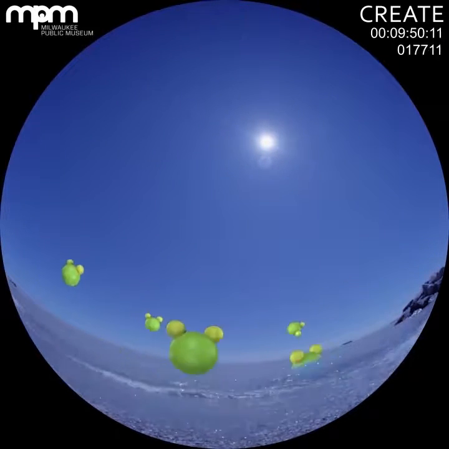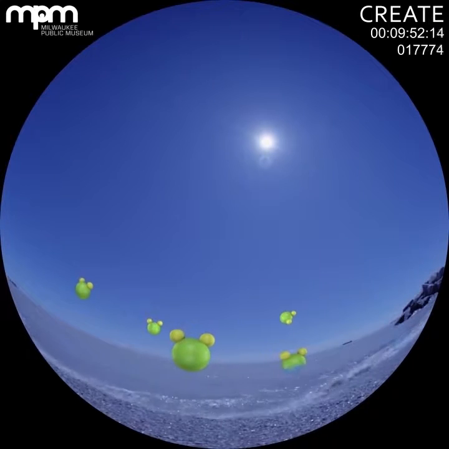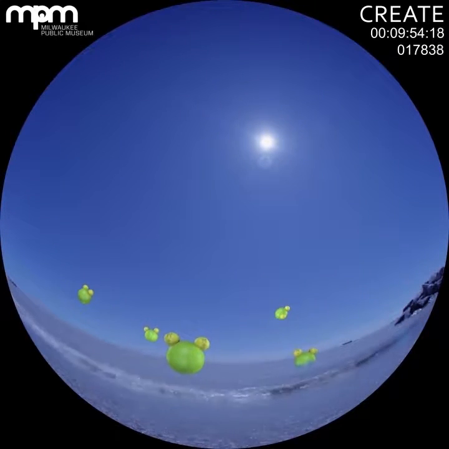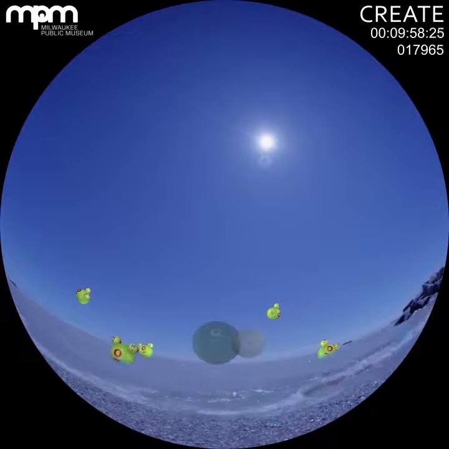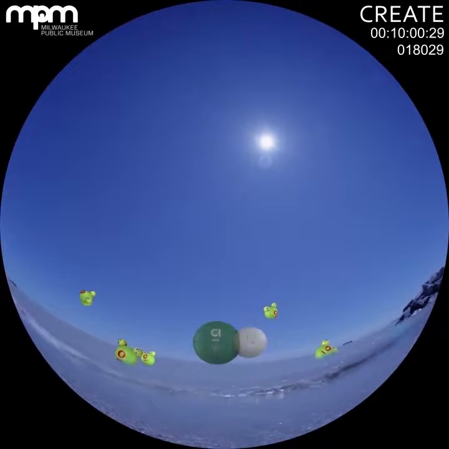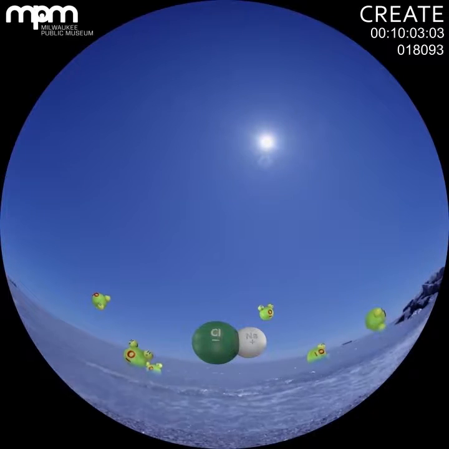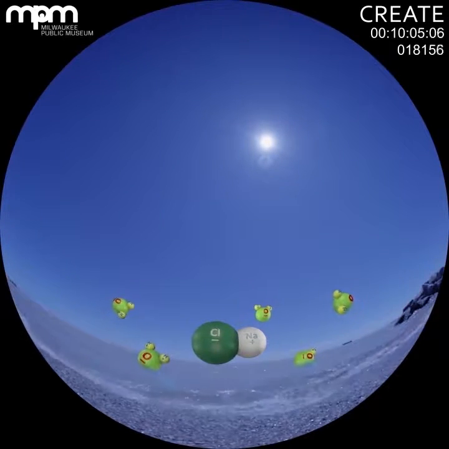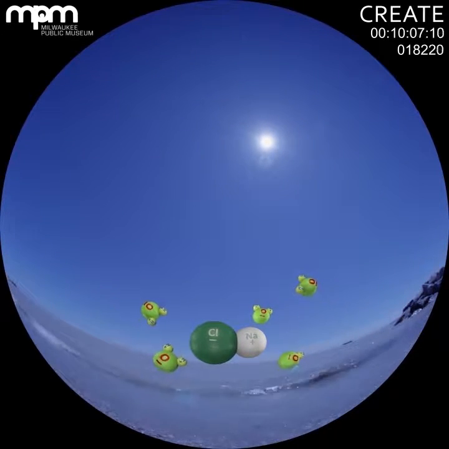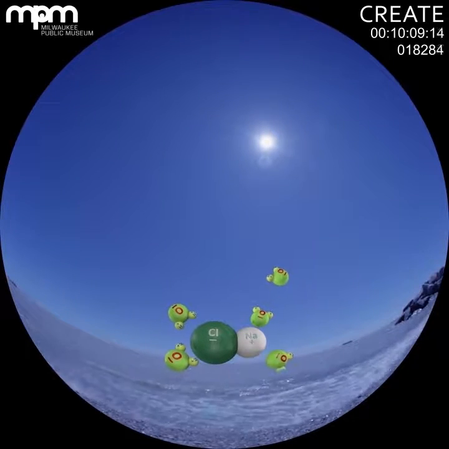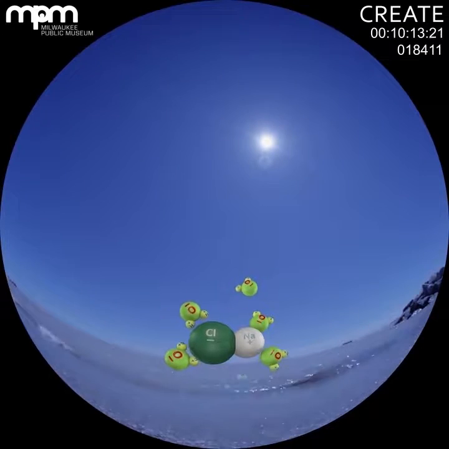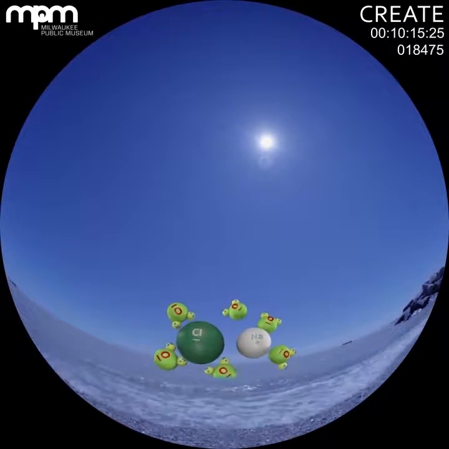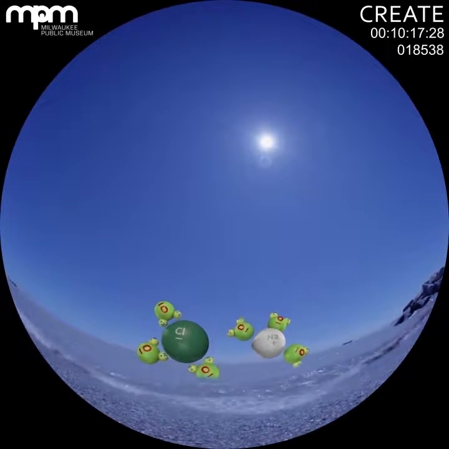Water works wonders. It's a polar molecule, meaning it has positive and negative charges. When a salt molecule comes along, the positive hydrogen pulls on negative chloride, and the negative oxygen pulls on positive sodium. Remember, opposites attract. The water breaks up the salt. That's why water is the universal solvent.